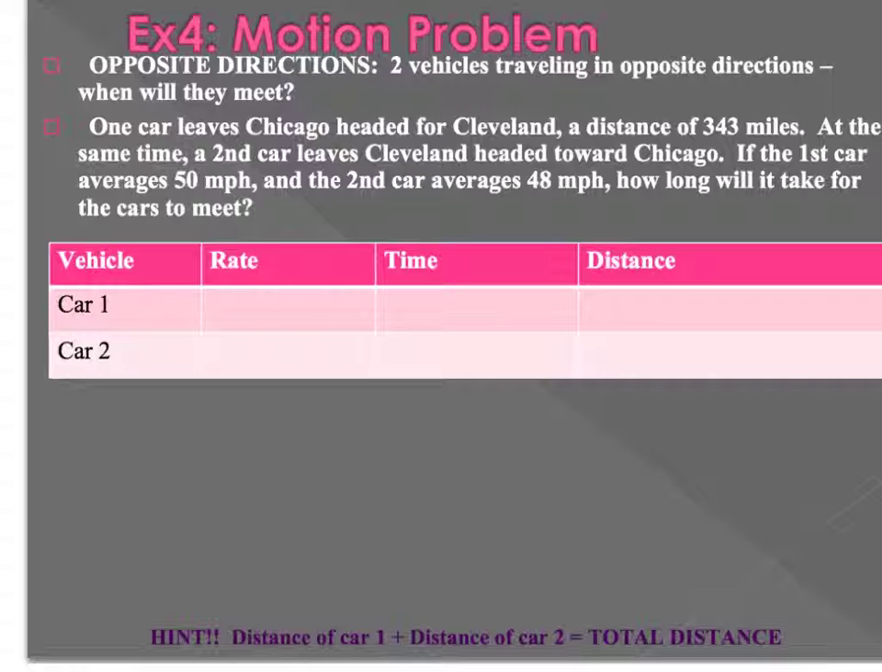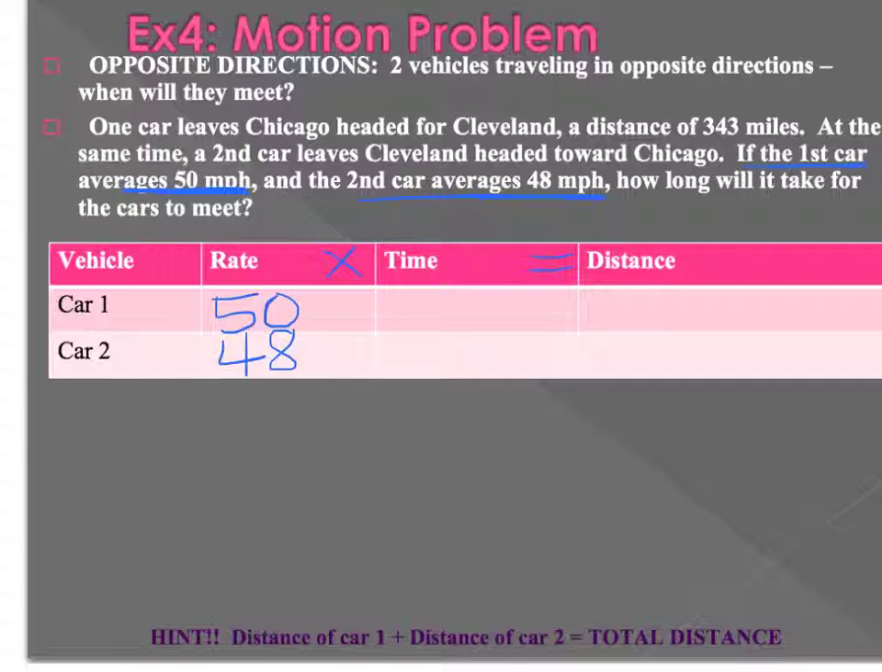So the first thing we have to decide is what information do they give us about car 1 and what information do we have about car 2? Remember, rate times time equals distance. So for car number 1, it says that it averages 50 miles per hour. So that would be our rate. Car number 2 averages 48 miles per hour. So that would be the rate for that one.